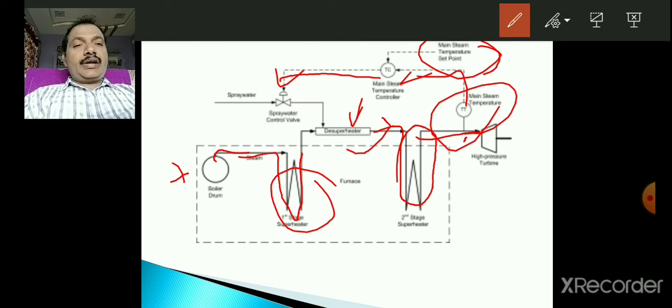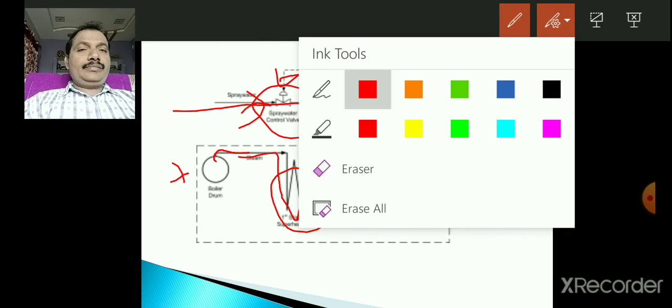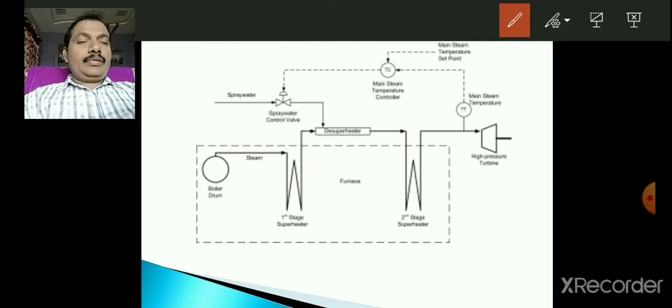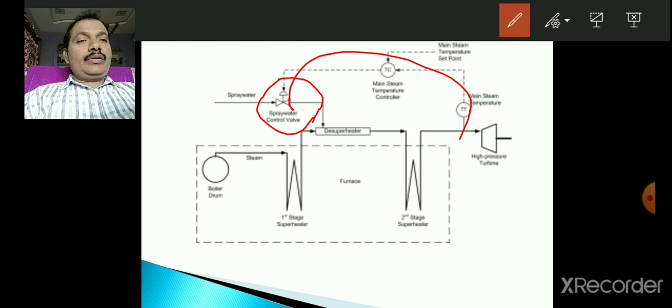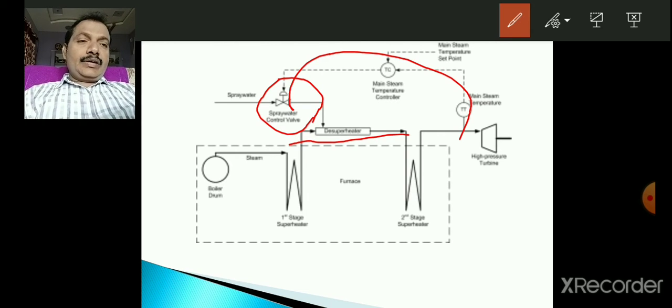So this is the spray water control valve. The spray water is coming into the desuperheater like this. This is the direction the feed water, the spray water, is coming. This spray water is regulated by this valve and this loop. So an appropriate amount of spray water is sprinkled upon the steam, so that the appropriate temperature value is maintained, with minimum deviation from the set point. So this is the steam temperature measurement and control.